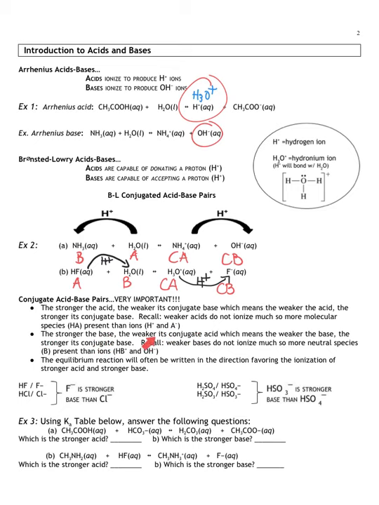The stronger the base, the weaker its conjugate acid. Same idea. The stronger means it dissociates much more, and that means its conjugate acid has a harder time donating a hydrogen. And so the weaker the base, the stronger its conjugate acid, meaning the weaker base doesn't ionize as easily, so that means the conjugate acid.